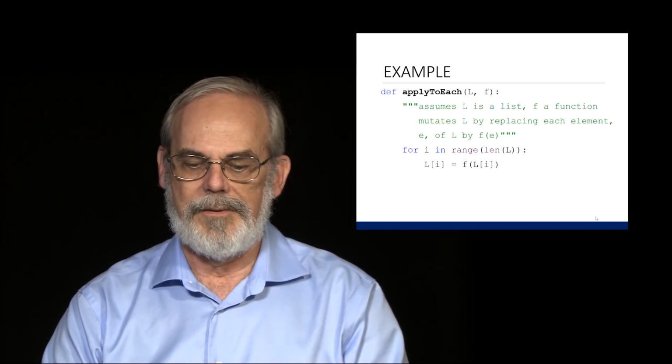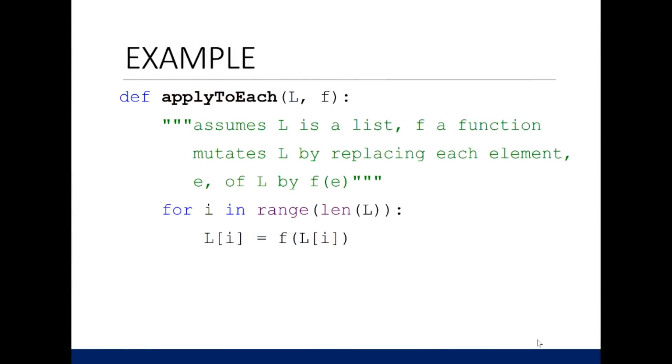And let me show you an example of that. Here's a nice little function. It's called apply to each. You can see from the doc string, it assumes two things. It assumes that L is a list, and it assumes that F is a function. And it's going to mutate L by replacing each element with that function applied to that element.